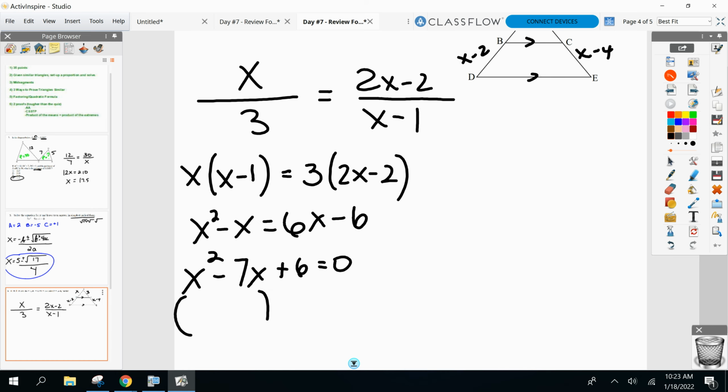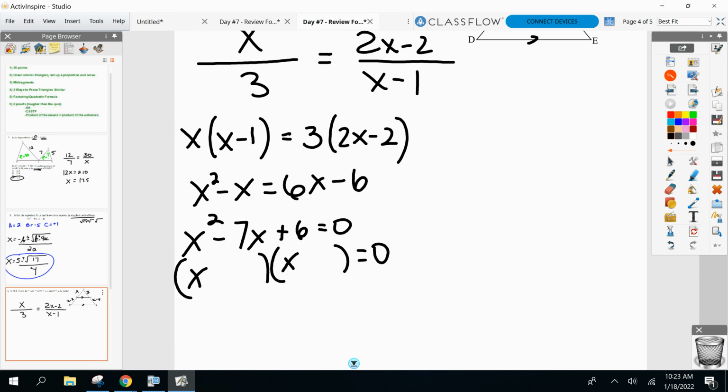Now, you can use quadratic formula on this. You can. That's okay. On your test, I won't say a word. But right now, if we can find two numbers that multiply to 6 and add to 7, we probably should in a class like this. And my two values would be minus 6 and minus 1.